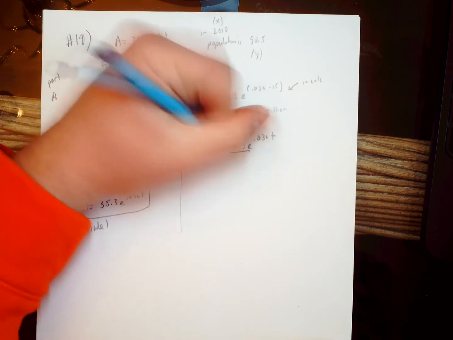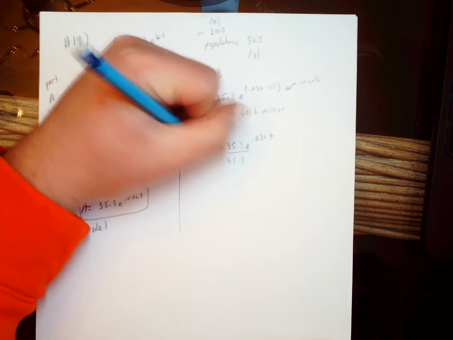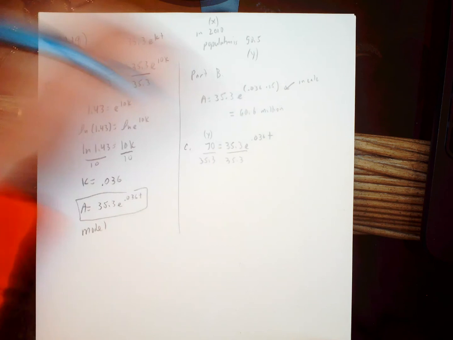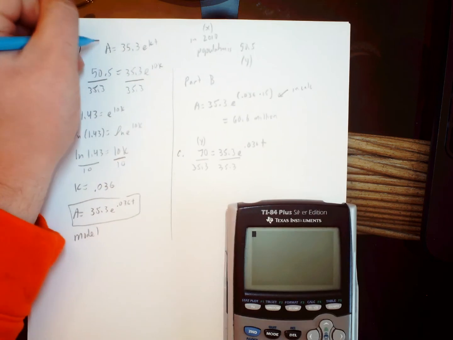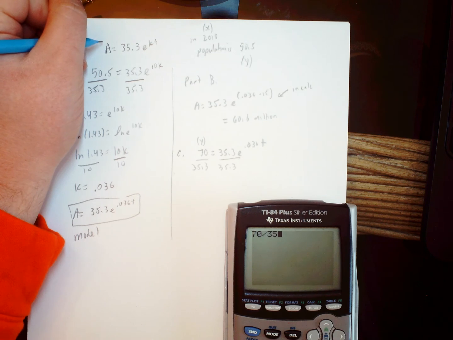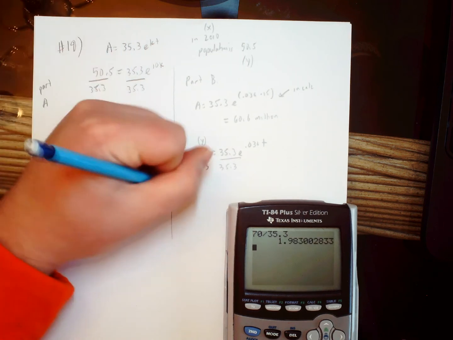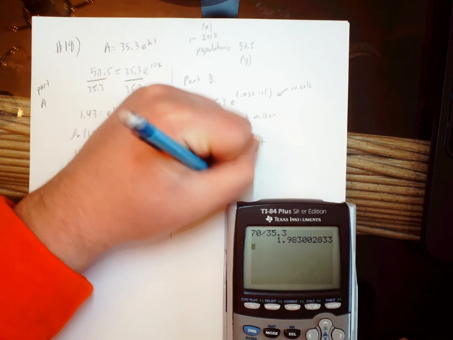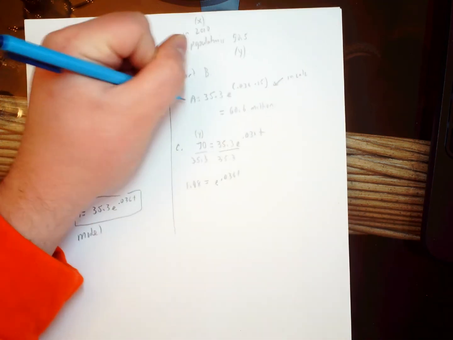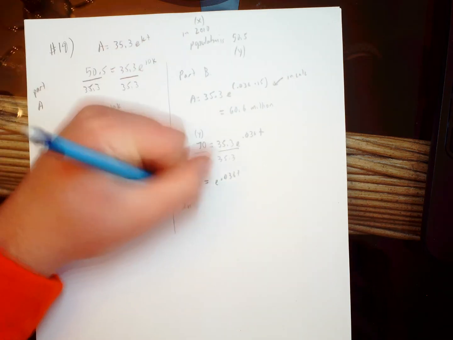So we're going to divide by 35.3. I'm going to use my calculator again. 70 divided by 35.3, about 1.98 equals e to the 0.036 t. And we're going to ln both sides again.